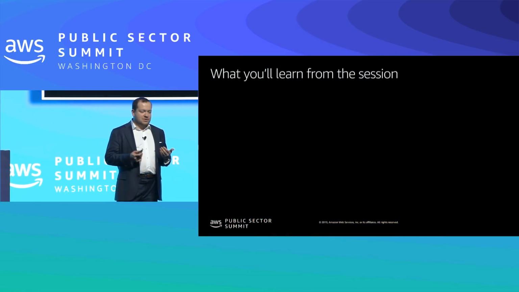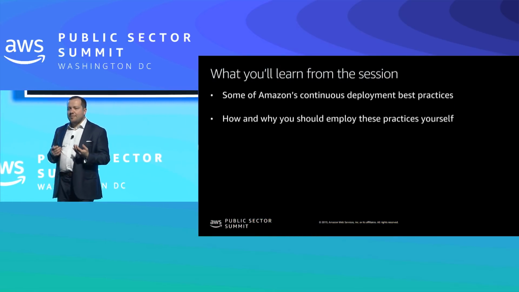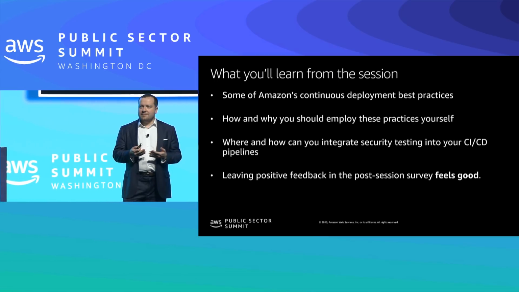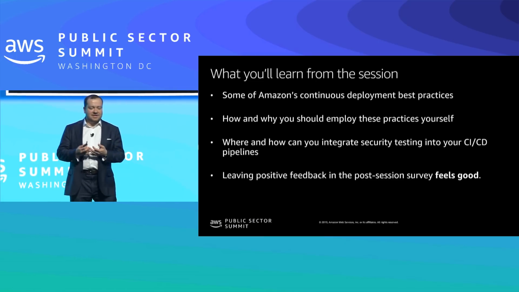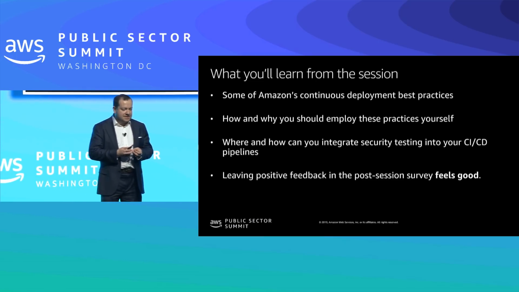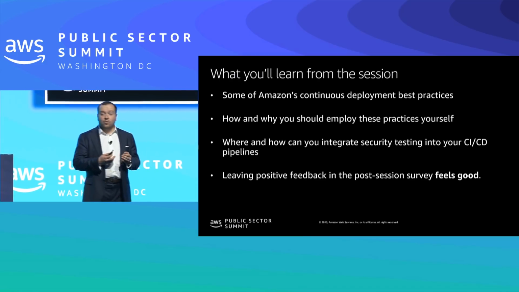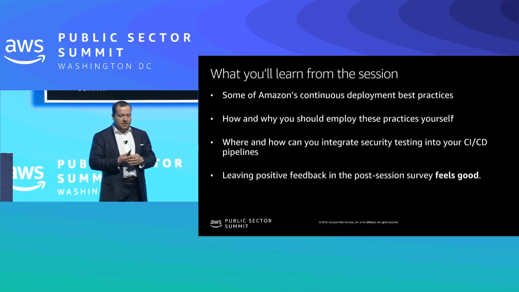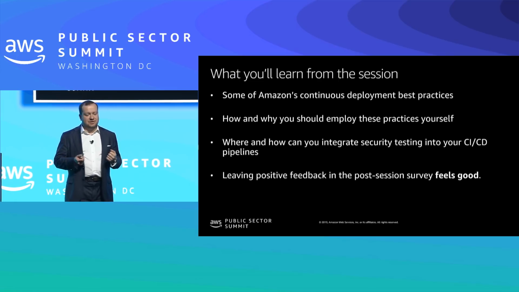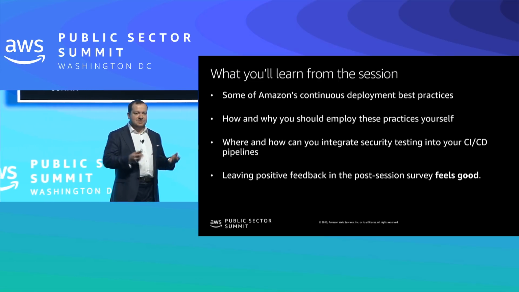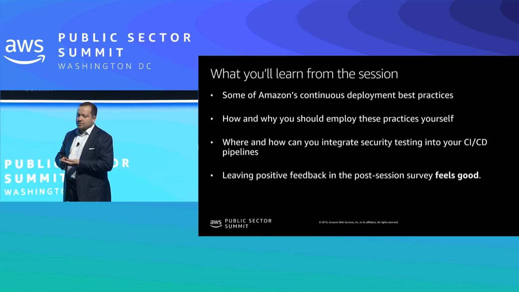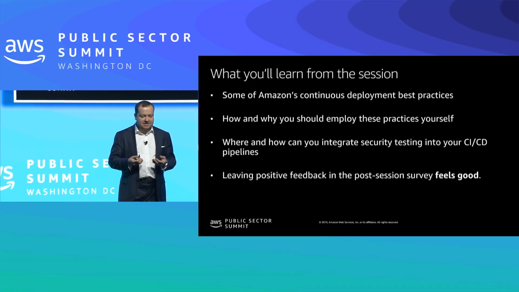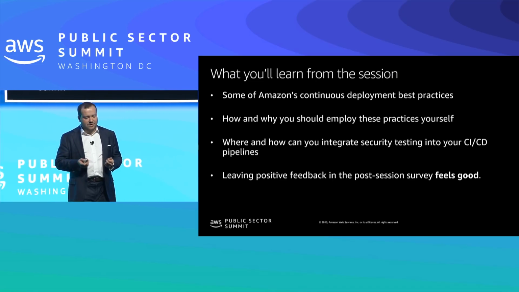So we've got over 20 years of experience as a company operating both Amazon.com and AWS. And so we'll talk about the lessons learned and how that translated into our continuous deployment best practices, how and why you should deploy those best practices on your own, and where and how you can integrate security testing into your CI/CD pipelines. So as you build your pipelines to build your code, test your code, deploy your code, monitor your code, how do you integrate security testing into that? Because security is obviously really important.